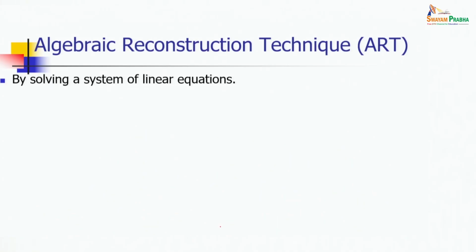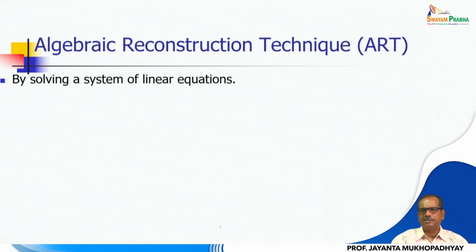If you remember, in the last class we discussed the Fourier slice theorem based technique and then the filtered back projection technique. Now, in this algebraic reconstruction technique, we solve a system of linear equations, because we are getting line integrals. Each line integral can be expressed as a linear equation, and since you have a set of line integrals for a cross section, you get a set of linear equations which you can solve to get the functional value. Let me elaborate a bit.